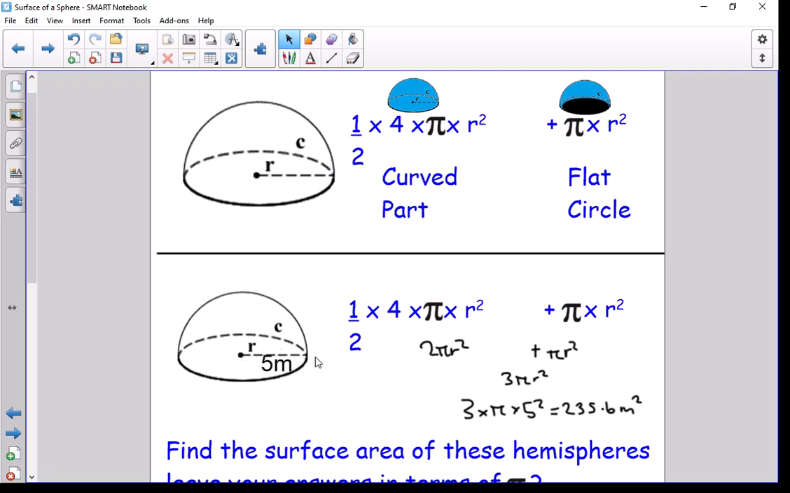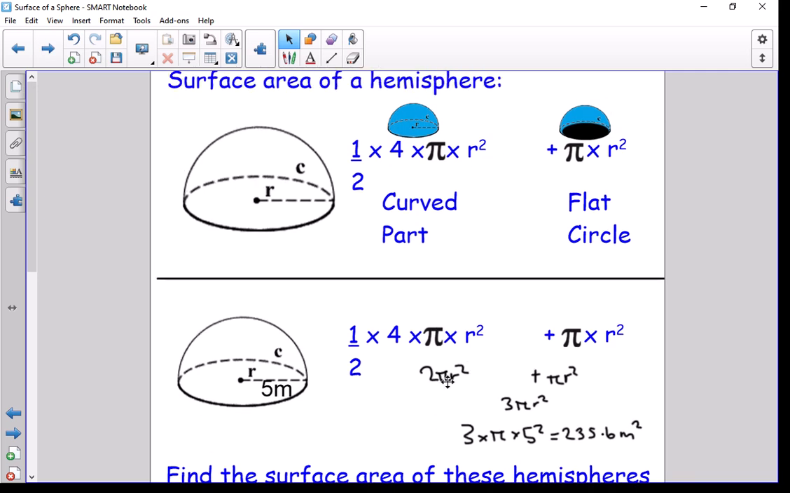So in this situation, just say we had a hemisphere and it had a radius of 5. For the first part, to get the curved part of the hemisphere, we'd be doing 2 times pi times r squared, because that's half a sphere. But remember, because we've chopped it in half, we've got the flat surface at the bottom. That's pi r squared. So for a hemisphere, the total surface area would be 3 times pi times r squared. So you'd be doing 3 times pi times 5 squared, which would be 235.6 meters squared.